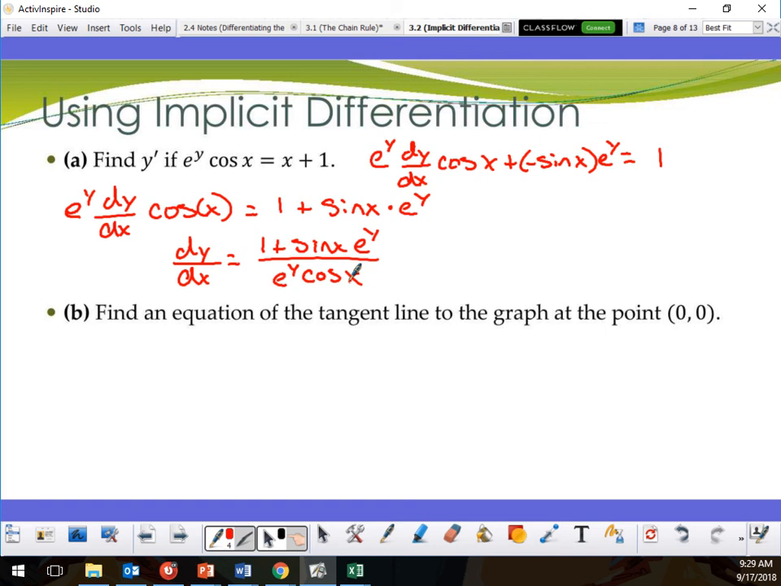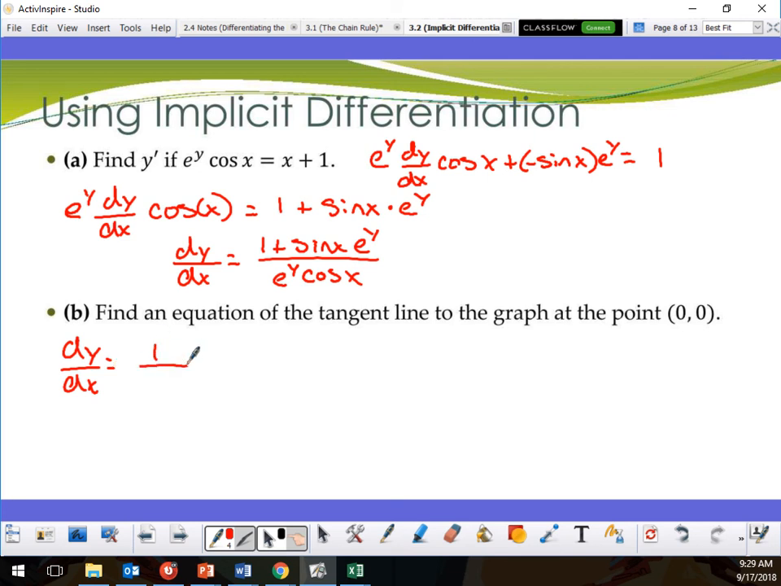Okay, find the equation of the graph. So that means at 0, 0. So the first thing I need to do is find the slope, right? So dy/dx. When I plug in 0, sine at 0 is 0. So that takes care of that. So I'm going to have 1 on top, right?